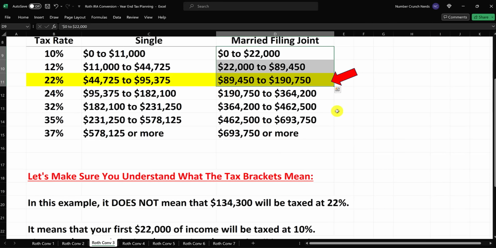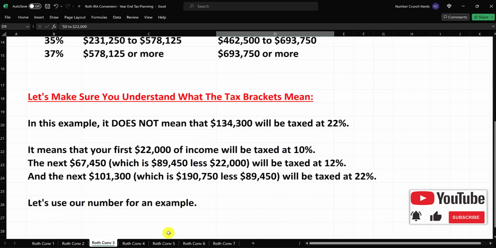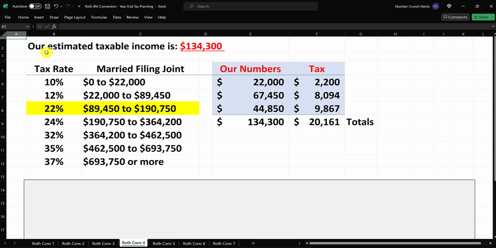You have to know this information in order for the Roth calculation to make any sense. So let's go here. Our estimated taxable income was $134,300. We remember that. So let's run the numbers. The first $22,000 of income will be taxed at 10%, so $22,000 times 10% is $2,200. The next $67,400, which again is $89,450 minus $22,000, will be taxed at 12%. So there's about $8,000 there of tax.